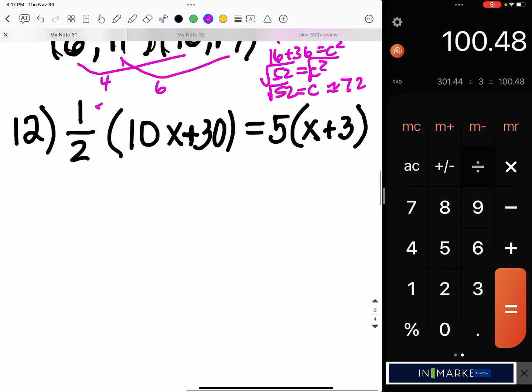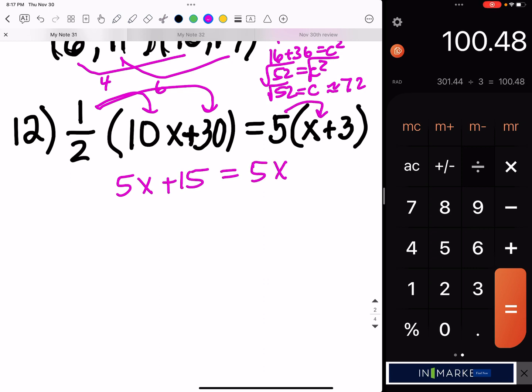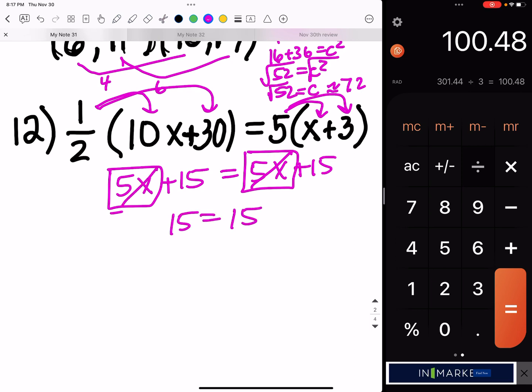All right, this one, really easy. 1/2 of 10x is 5x. 1/2 of 30 is plus 15, equals 5 times x is 5x. 5 times 3 is plus 15. Anytime I have the same amount of x's on both sides, that should be a red flag. They're going to cancel each other out. I've got 15 equals 15. Infinite solutions.